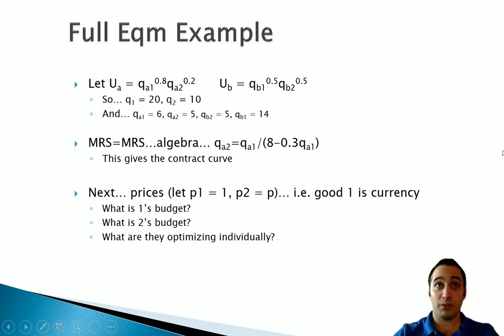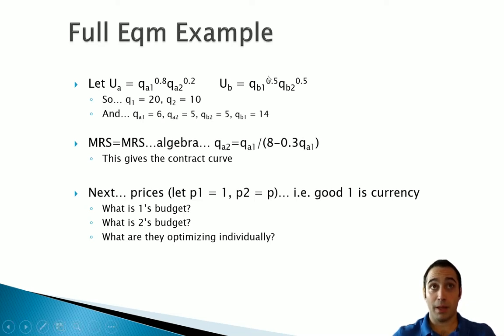So the first thing we need to do is figure out what the budget is for player 1 and player 2. To simplify, remember that we're going to let P1 be given as 1 and P2 be given as P. That is, good 1 will be viewed as their currency. So how much total value does player 1 have to spend? And then answer for me, how much total value does player 2 have to spend?